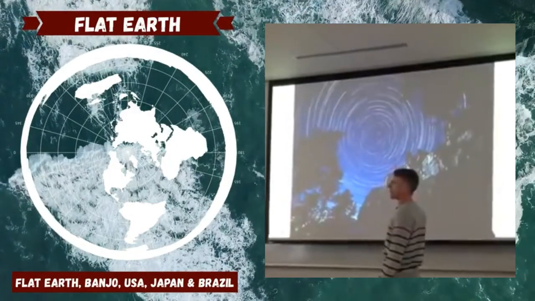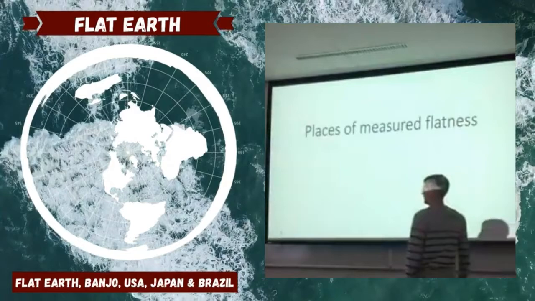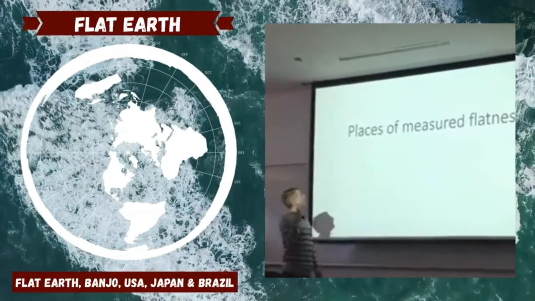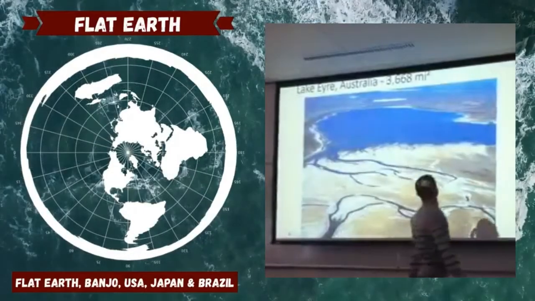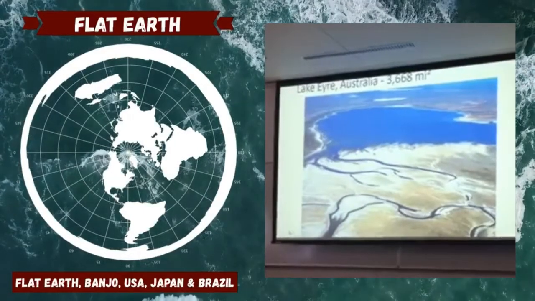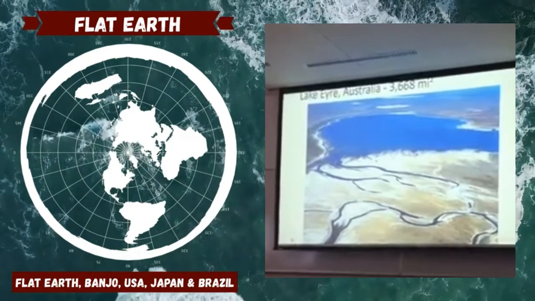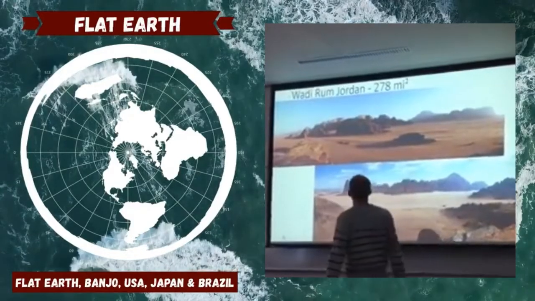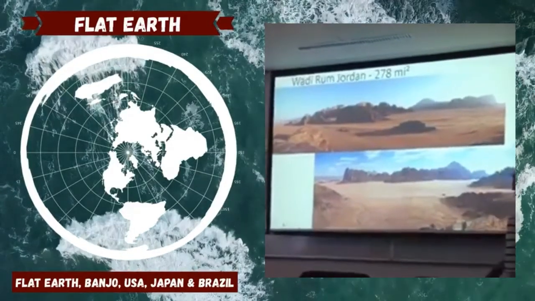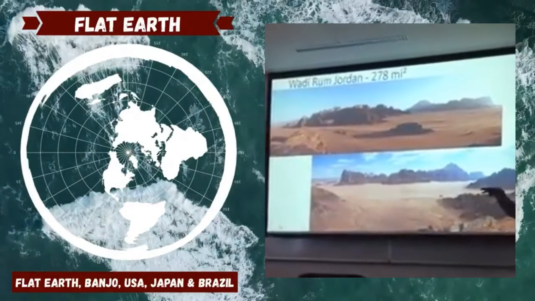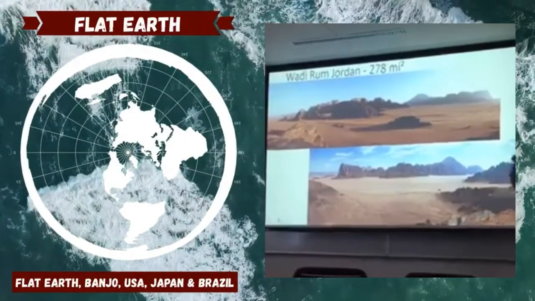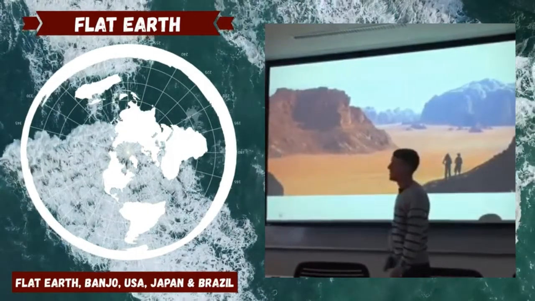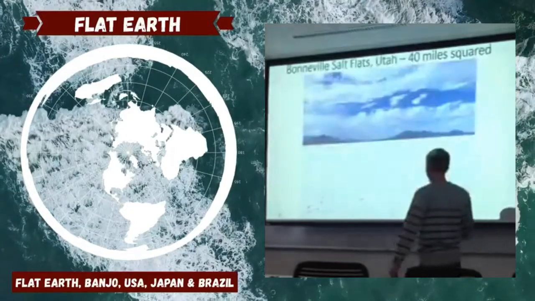Every time, guys, no matter what part of the earth you're at. Another thing I'd like to mention is the measurements of flatness all around the world. We have Lake Erie, Australia, 3,668 miles squared. We have Wadi Rum, Jordan, 278 miles squared. Remember guys, we're supposed to have an 1/8 inch of curvature every mile squared, according to our circumference of the earth, right? Doesn't happen, has never been accurately measured once in human history.